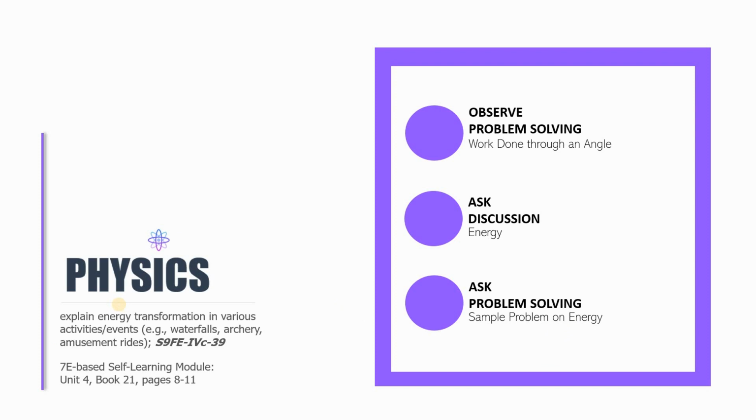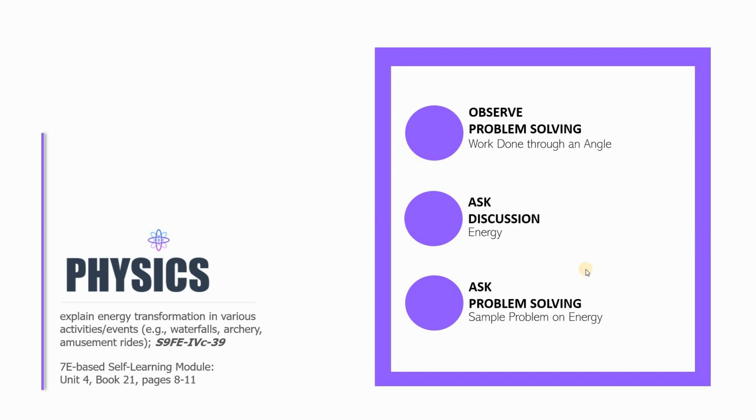Now, remember that the learning competency that we are targeting for this video lesson is as follows. By the end of this session, you should be capable of explaining energy transformation in various activities or events such as in waterfalls, archery, or amusement rides. This video lesson is based on the 7E based self-learning module in Science 9 which I wrote for my master's degree, particularly in Unit 4, book number 21, pages 8 to 11.